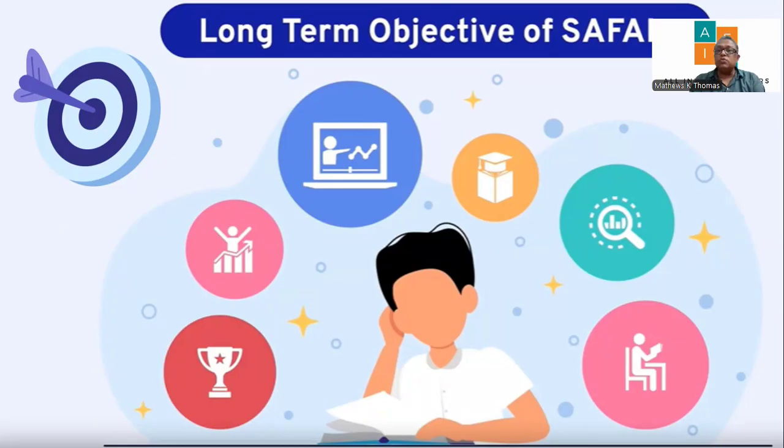So the long-term objective is that every child of the country should attain the minimum learning outcomes. We should have 100% result. Right now, if you see in the boards, there may be 90, 95% result. That means 5% are failing.